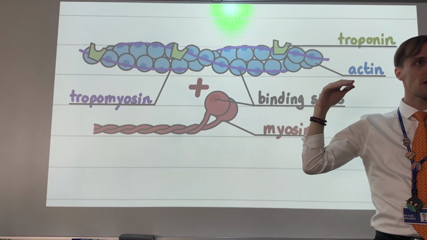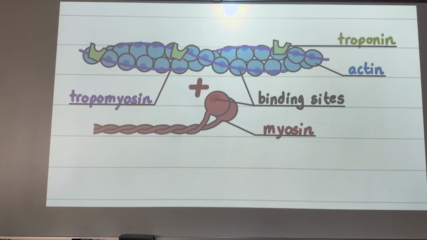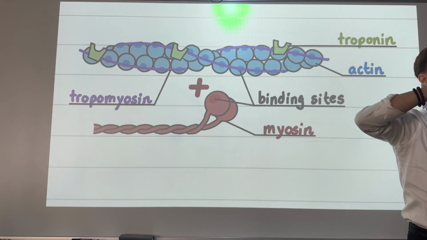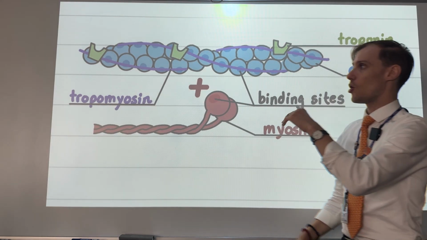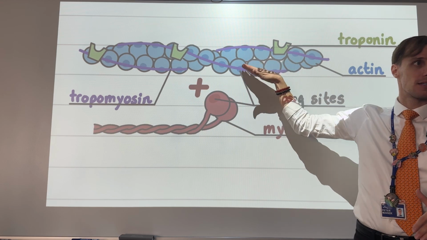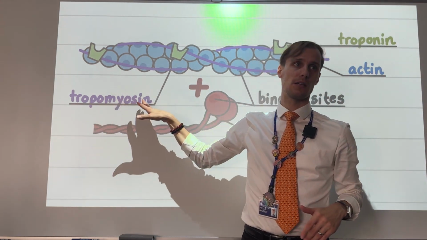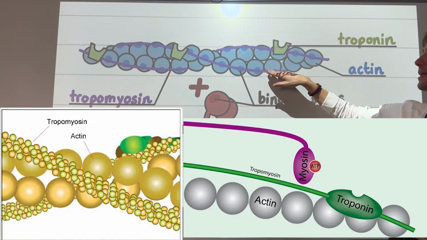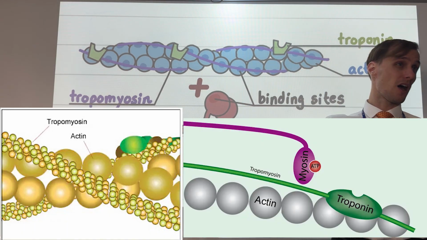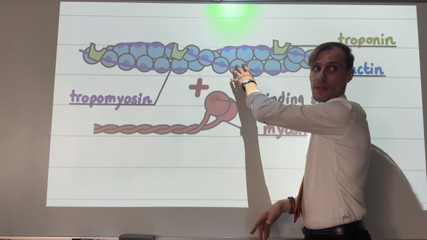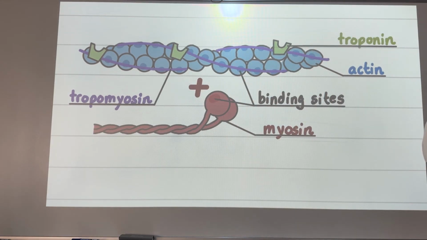Now, when your muscle is relaxed, why can't these two bind? Well, there's something in the way. There's another filament blocking that connection point. So overlaid on actin is another protein called tropomyosin. Tropomyosin is currently preventing or blocking this myosin from binding to actin. It can't. So when your muscle is relaxed, the two physically cannot join.